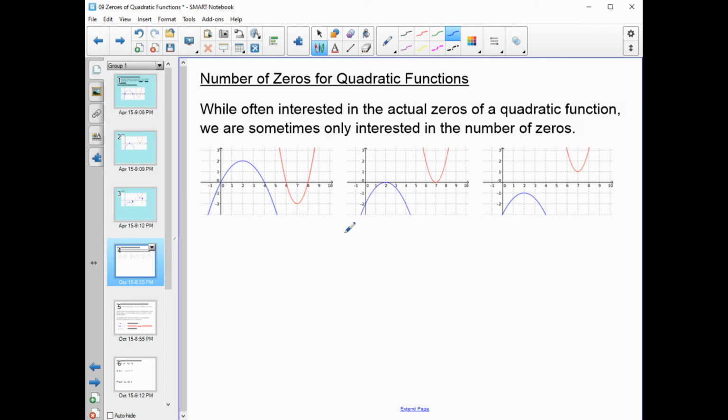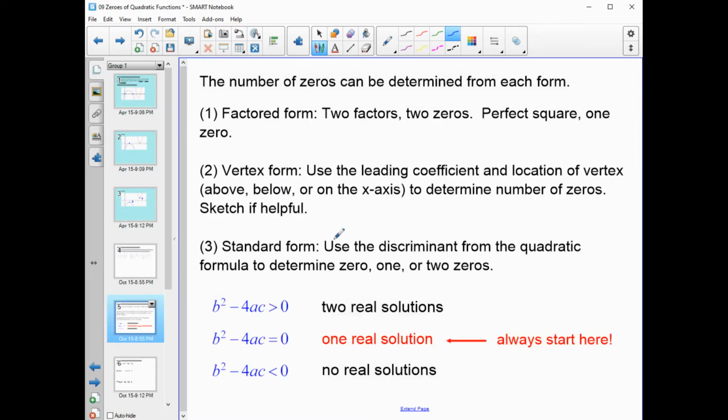So now we get into the note. This is what I'd want you to be copying down into your notes. As I say here, we're usually interested in the actual zeros. Where are they? But sometimes we only interest ourselves in the number of zeros. Now, if you're given your equation in factored form, that means you already have the zeros. They are presented to you, and just by inspection, you can tell how many zeros there are.